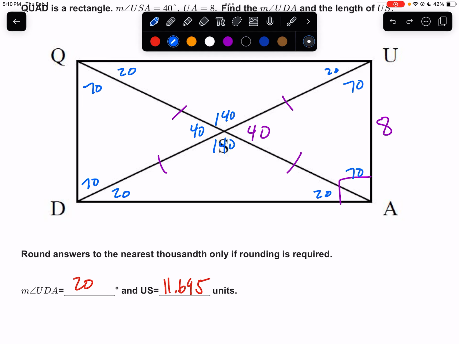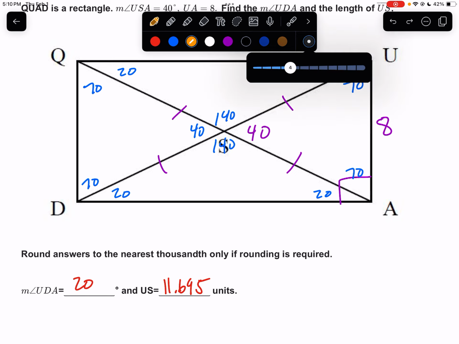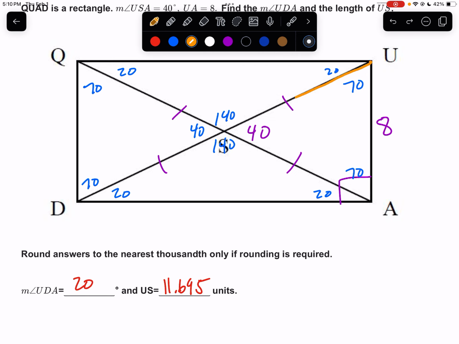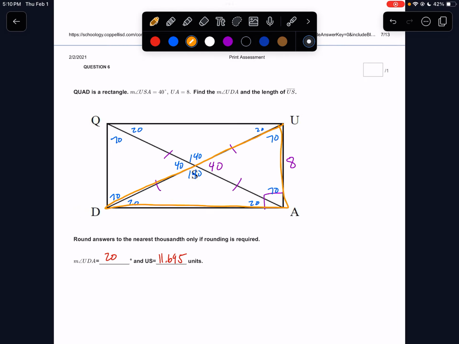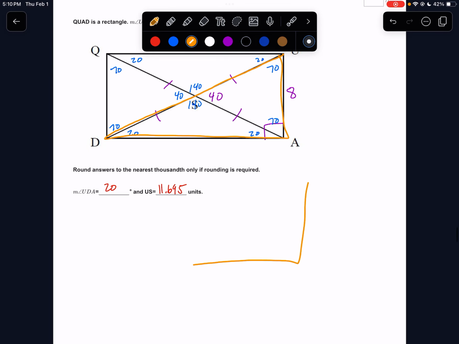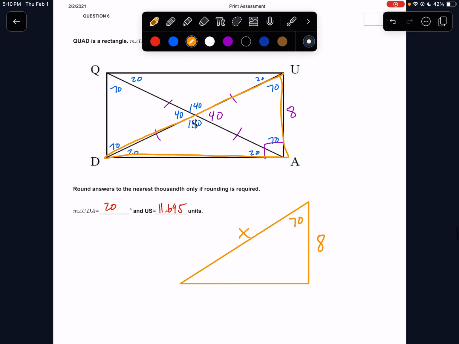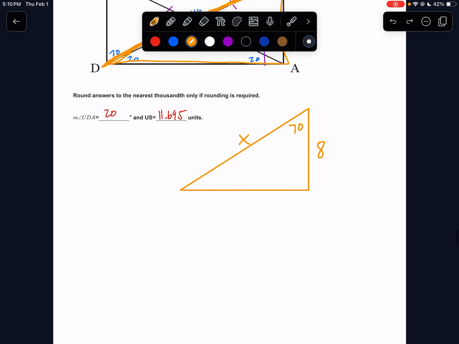So this is what I'm actually going to do. I'm going to go a little bit big. I'm going to work on this triangle. So let's see what that would look like. If I make that triangle, I know this side's 8, this angle is 70, and I am going to call the hypotenuse X. Why am I doing that? Well, if I can get the full length from U to D, how long is US? It's half of that. And that's a property of parallelograms, right? The diagonals are cut in half. So on a rectangle, they're also cut in half. So let's get the full thing first.